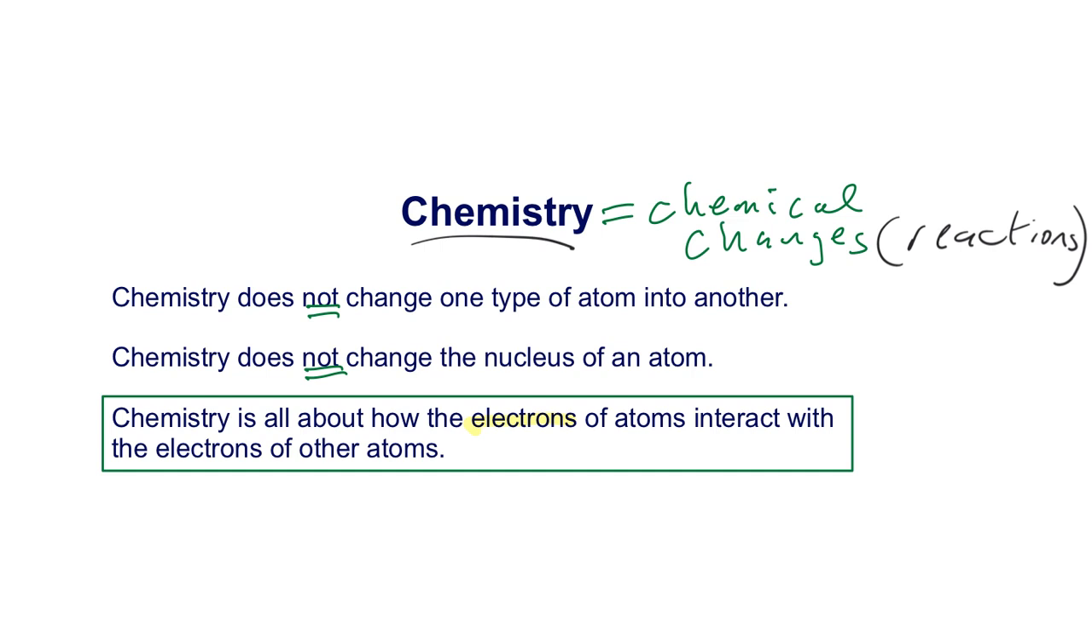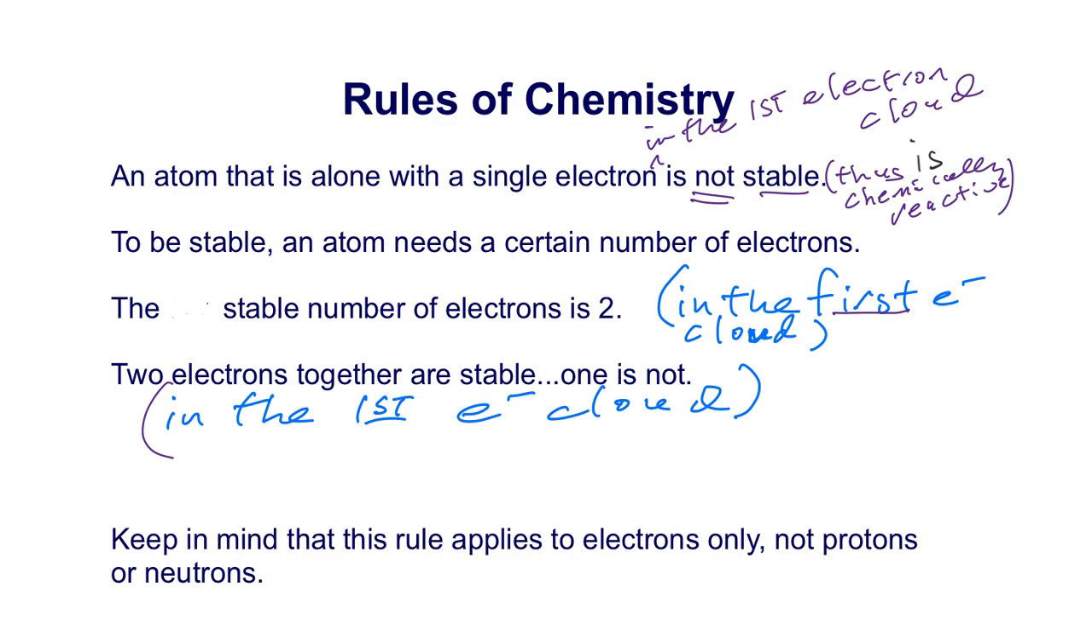Either the electrons are transferred, that means given, taken, released by one atom and taken by another atom, or they're shared. The outer shell electrons might be shared between the two atoms that are chemically reacting. So it's the electrons that are the actors in the chemical reaction play. When atoms react, they follow a basic rule.